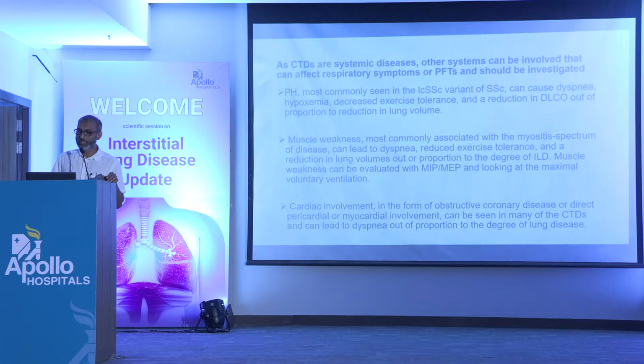As CTDs are systemic diseases, other systems can be involved that can affect respiratory symptoms and PFTs and should be investigated. Pulmonary hypertension is most commonly seen in patients with limited scleroderma and causes dyspnea, hypoxemia and decreased exercise tolerance. A reduction in DLCO out of proportion to the reduction in lung volume is seen in these patients. Muscle weakness, most commonly associated with the myositis spectrum of disease, can lead to dyspnea, reduced exercise tolerance and reduction in lung volume. Muscle weakness can be evaluated by monitoring inspiratory and expiratory pressures and looking at the maximal voluntary ventilation. Cardiac involvement in the form of obstructive coronary disease and direct pericardial and myocardial involvement should be ruled out. Patients with scleroderma may present with other forms of cardiac involvement.